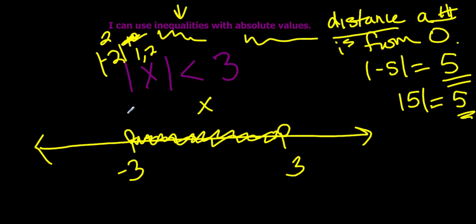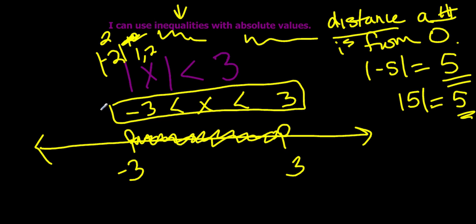If I have my x, it's going to be everything in between 3 and -3. So -3 is going to be less than x, and x is going to be less than 3. And here's my solution to my absolute value inequality. x can be any of these numbers. Let's look at another one.